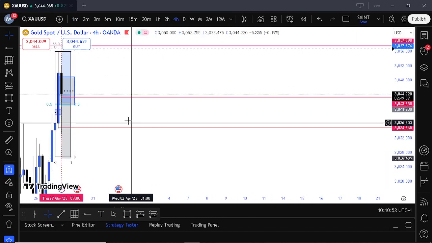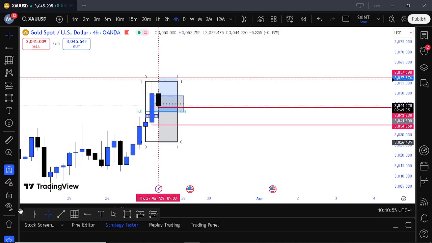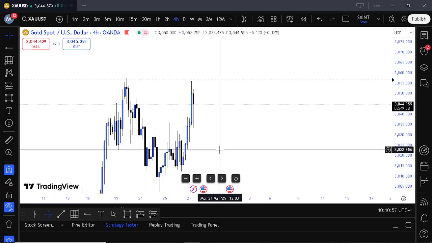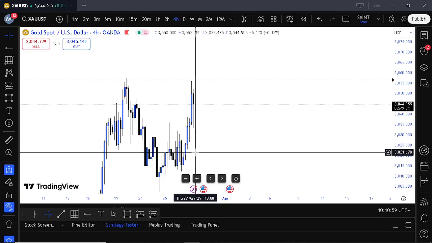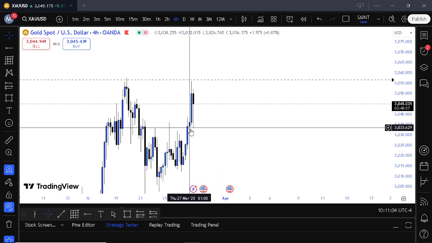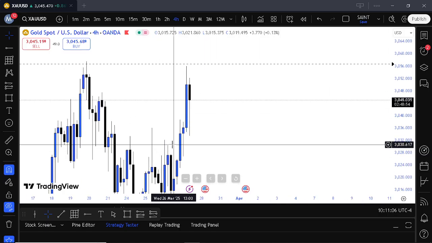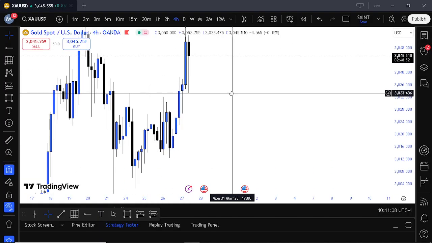Alright, so coming into today on my 4 hour chart, I saw that we're in an uptrend. Why are we in an uptrend? Because we closed above these highs right here. So I was saying we're in an uptrend.